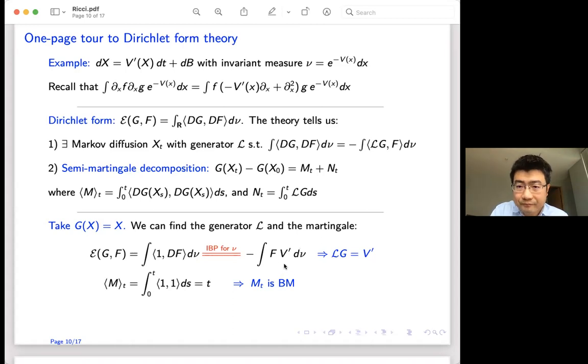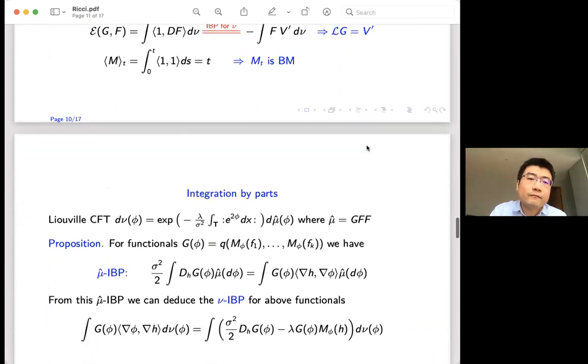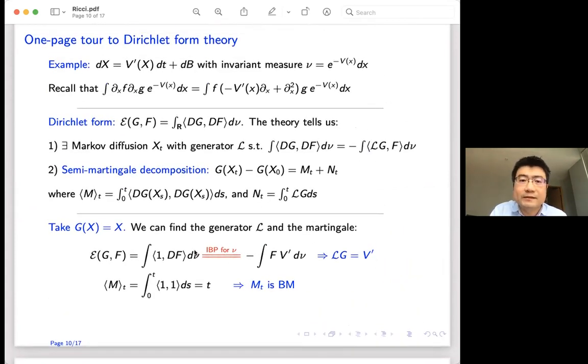Once we know this, if you compare with this fact, then we see that Lg is just this V derivative here. So the generator is indeed the derivative of V, which explains why the drift is indeed this derivative of V. And now for the martingale, g is just x, so dg dg is like 1. So the quadratic variation is t, the martingale is Brownian motion. So that's how I identify the diffusion to be the solution to that. The most important step is the integration by parts for this invariant measure.